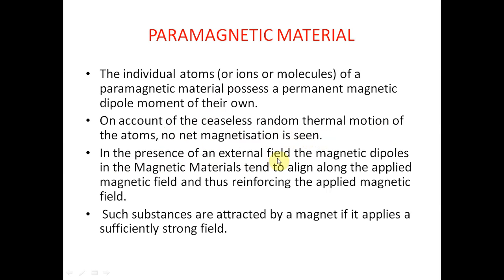But in the presence of an external field, what happens? Magnetic dipoles in the magnetic material tend to align along the applied magnetic field. जब हम एक्सटर्नल मैग्नेटिक फील्ड अप्लाई करते हैं तो जितने भी डाइपोल होते हैं दे ऑल आर अलाइंड इन द डायरेक्शन ऑफ अप्लाइड magnetic field. Therefore, such substances are attracted by the external magnetic field.